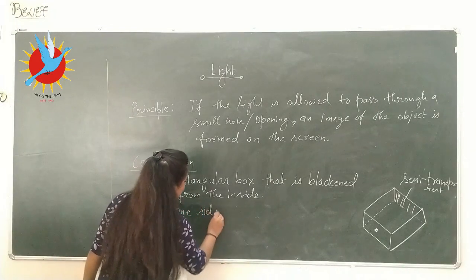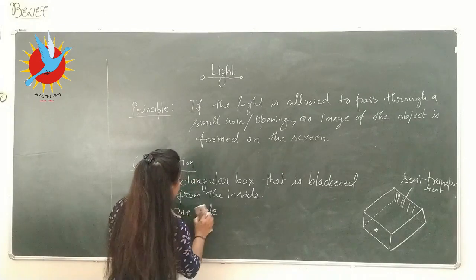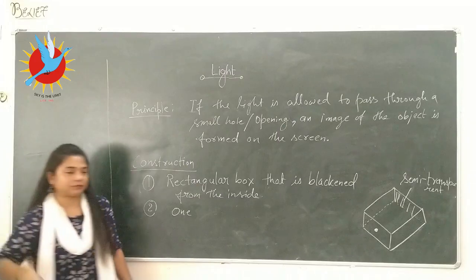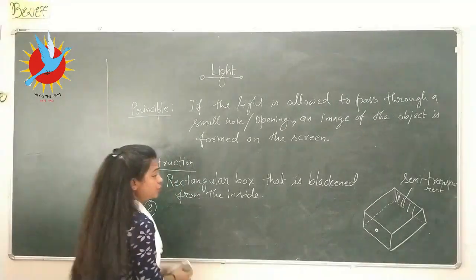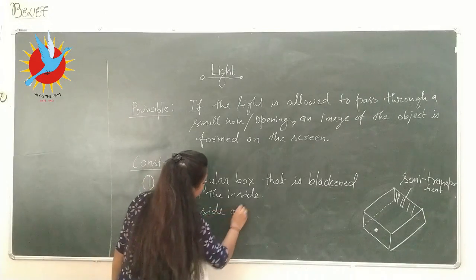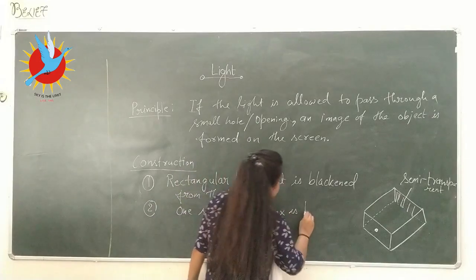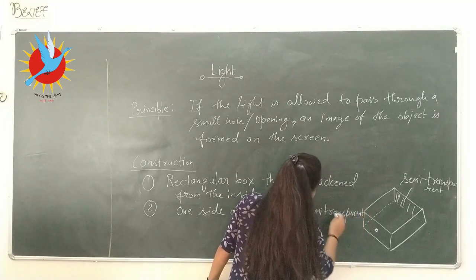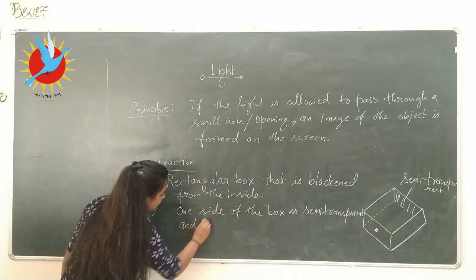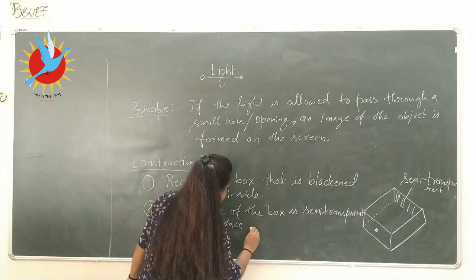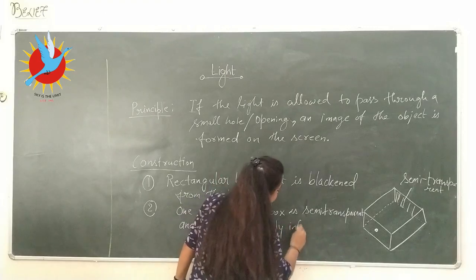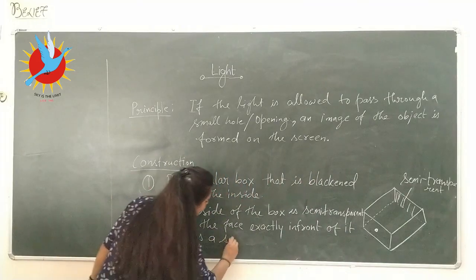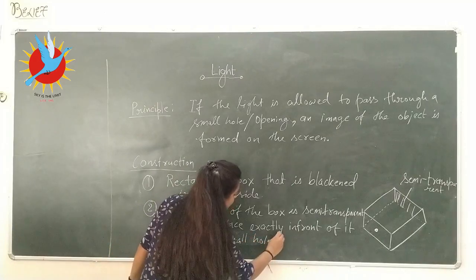So one side of the box is semi-transparent, and the face exactly in front of it has a small hole in it.